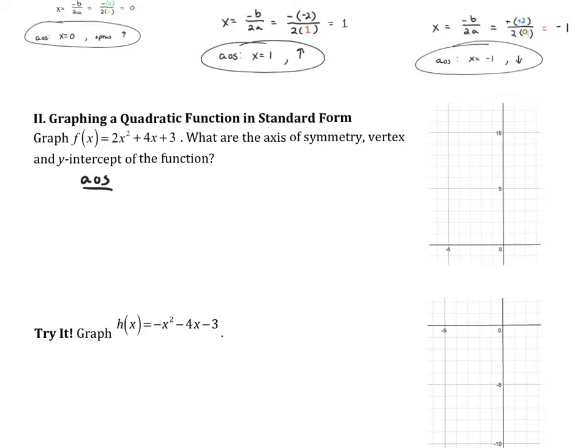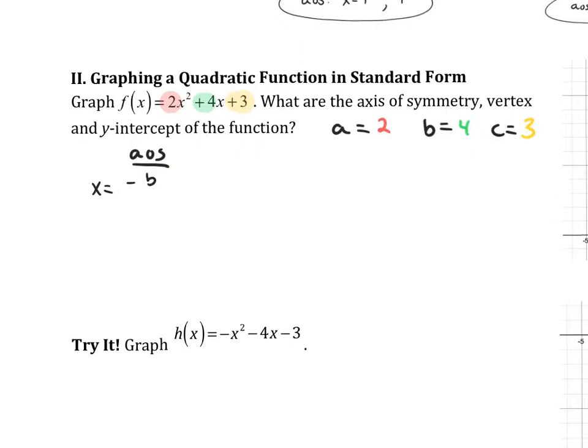Remember, we need to know what the A, the B, and the C are. So A is 2, right there. We know that the B is positive 4. And we know that the C is positive 3, like so.